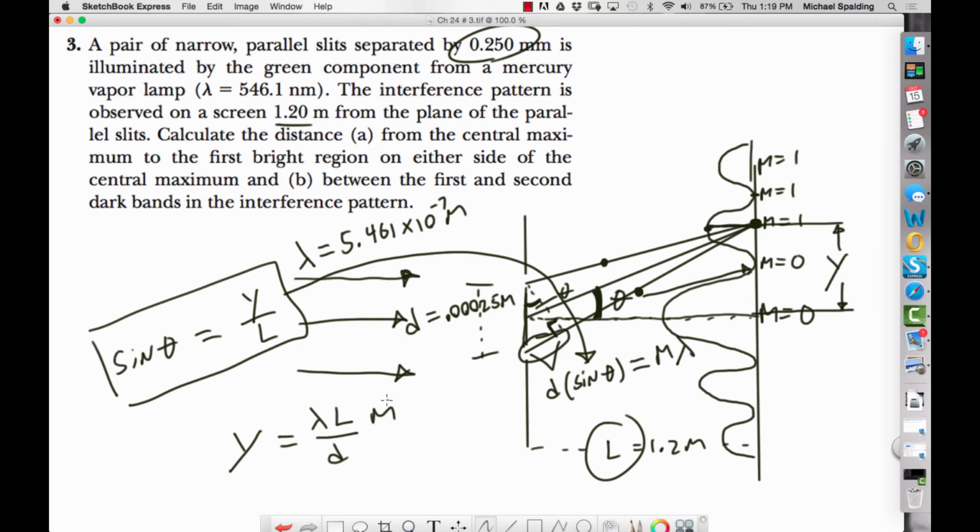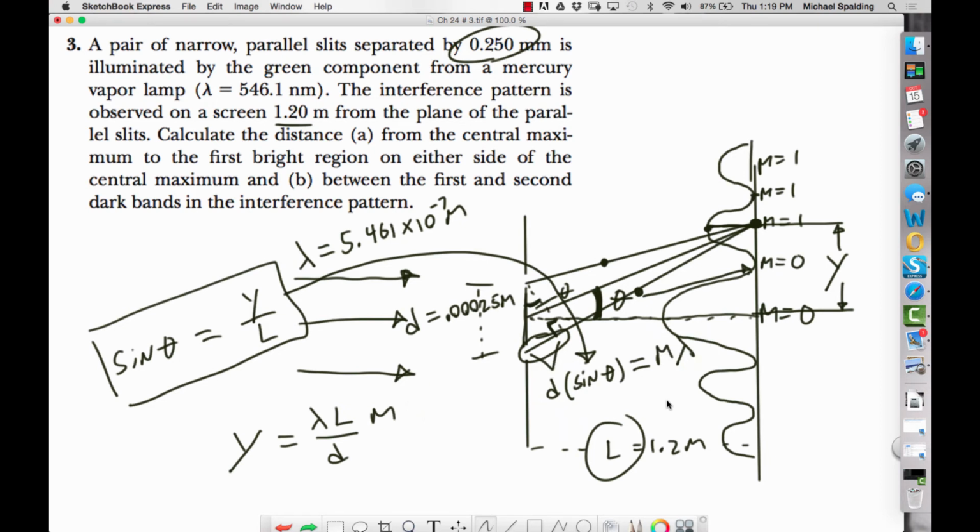times m. Now what if we were focusing on a dark spot? If we would have been focusing on this dark spot here, then how would we modify this equation? It would be m plus 1/2. And same thing for this extra path difference. If you're focusing on a dark spot, the equation for the extra distance traveled becomes d sine theta equals (m plus 1/2) lambda. But we're not focusing on a dark spot, we're focusing on a bright spot right now.